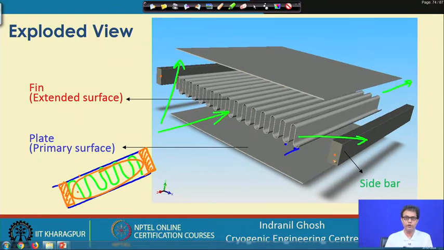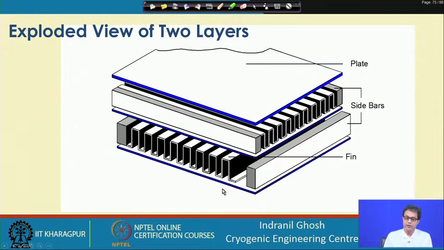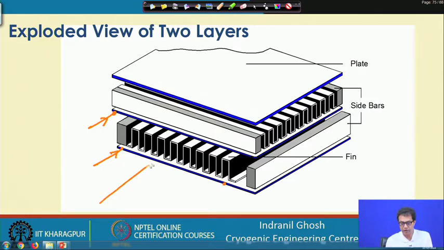So, this is the exploded view for a particular layer, and we can expect that on top of it we will put another layer. That will form the exploded view of the two layer one. Here we have one fluid, this is the primary surface area, this is another primary surface area, and we have one fluid flowing from this end to this end.